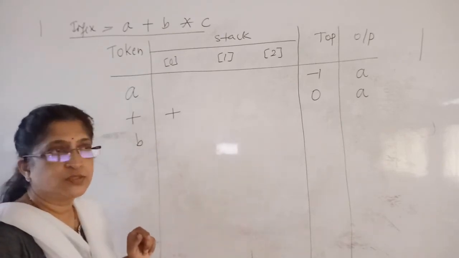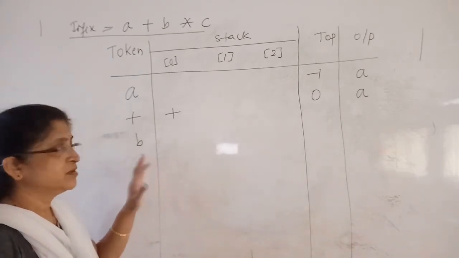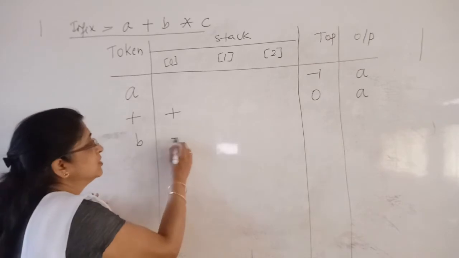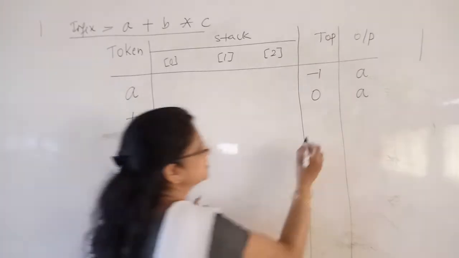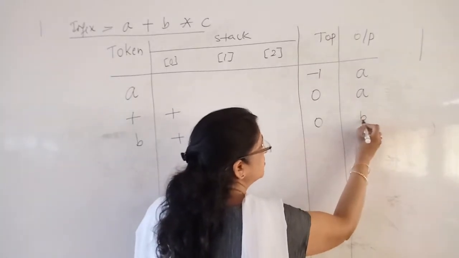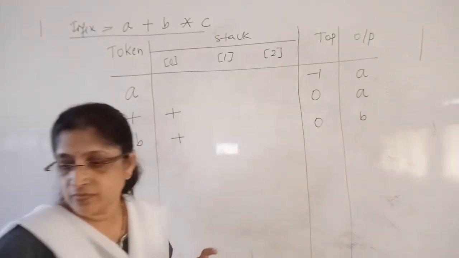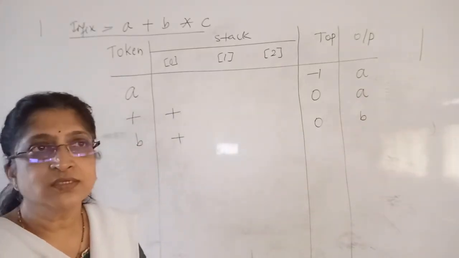The next token is b. It is an operand, so the stack remains as it is. I add b to the output string.